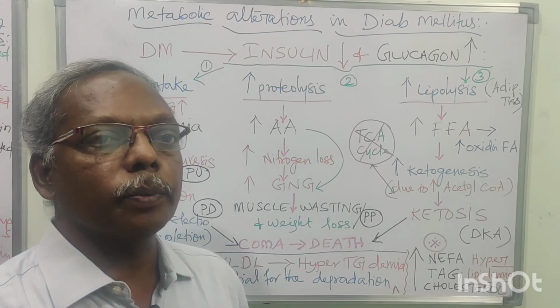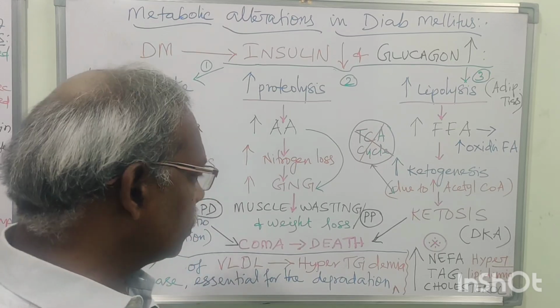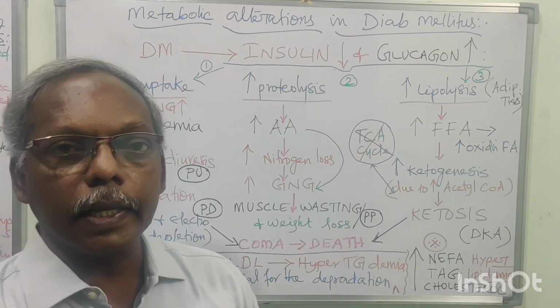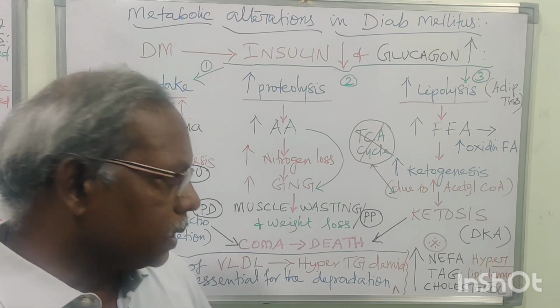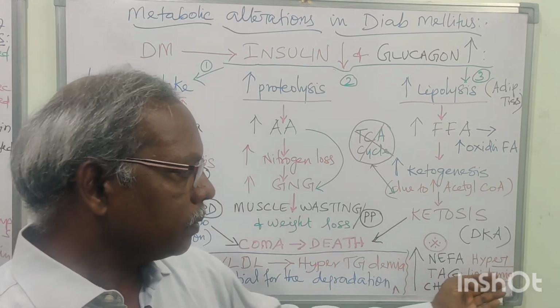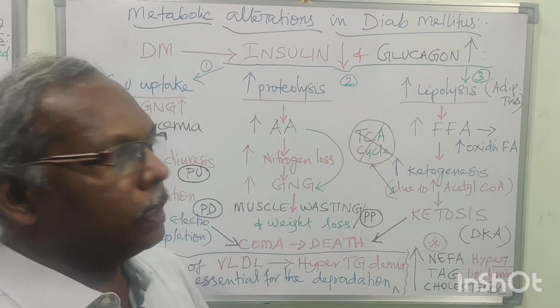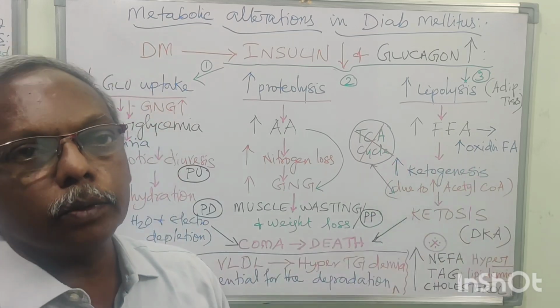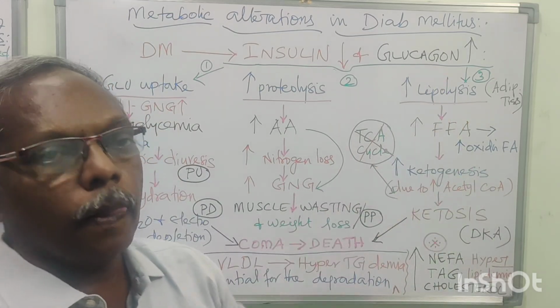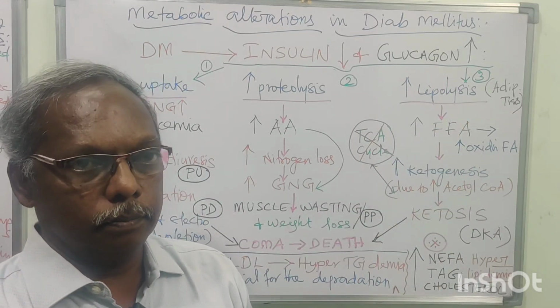That produces more LDL. They will go for hypertriglyceridemia. So what is the reason for hypertriglyceridemia? What is the reason for hyperlipidemia? What is the reason for increased ketogenesis? All coming under lipid metabolism.